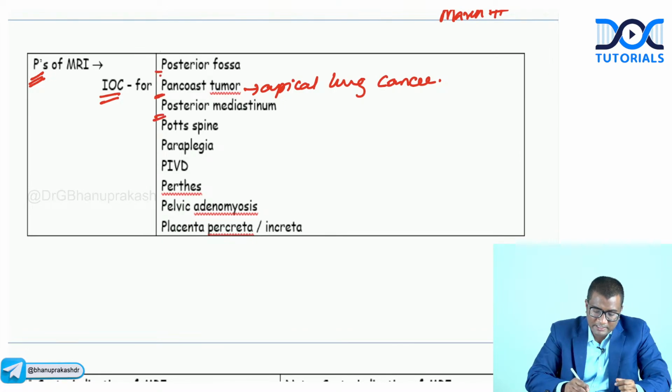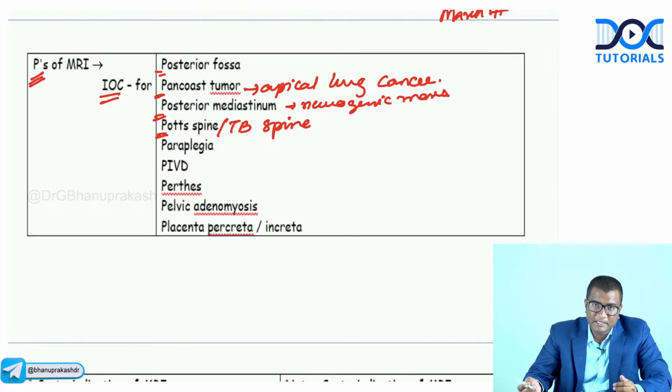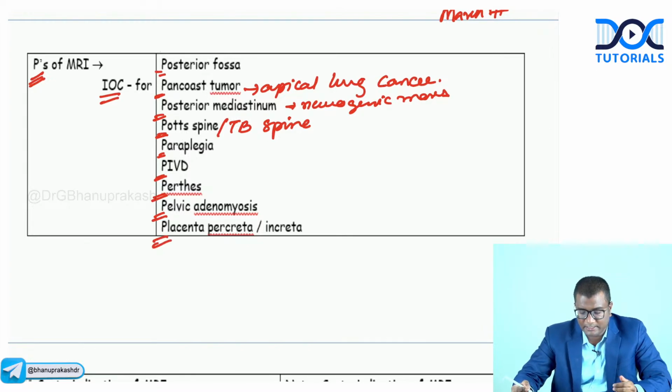Posterior mediastinum is mostly neurogenic masses, right? So to look at any neurogenic masses, obviously you would go for an MRI. Pott spine or TB spine, just anything to do with the word spine, MRI. Traumatic paraplegia, prolapsed intervertebral disc, Perthes, that is avascular necrosis, pelvic adenomyosis, placenta accreta, increta, percreta.